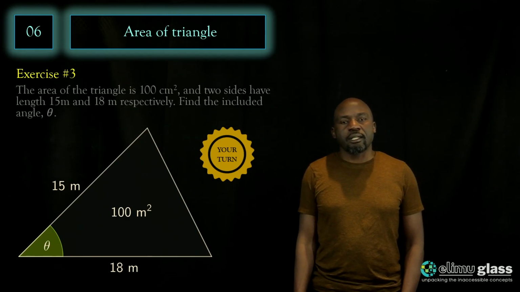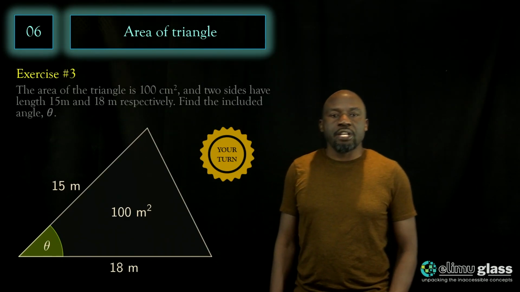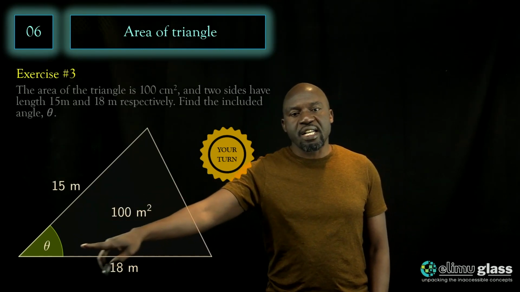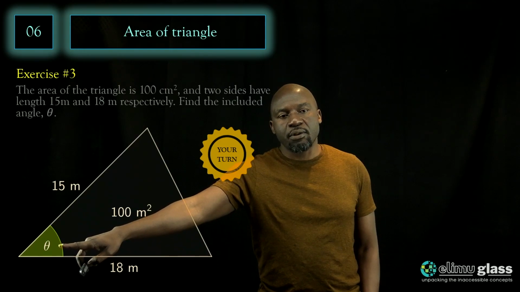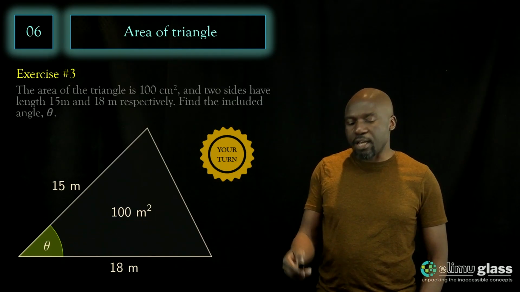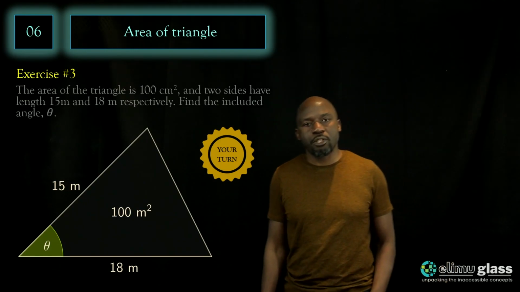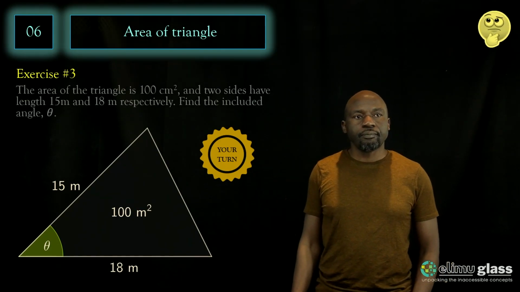Here's another one, question number 3. Again, you're given the area, you're given the sides, but now we don't know the angle. So in this case, you are looking for the angle. I want you to try that out. The formula remains the same. It's a question of substitution, okay?